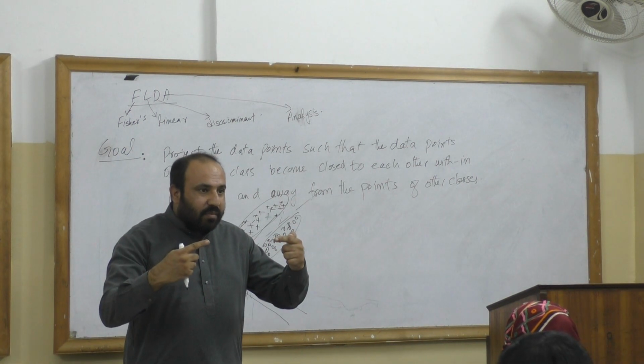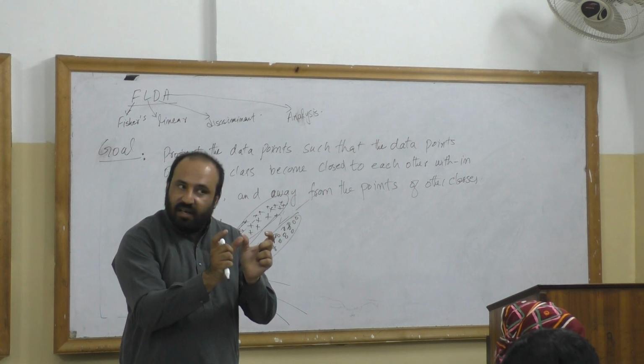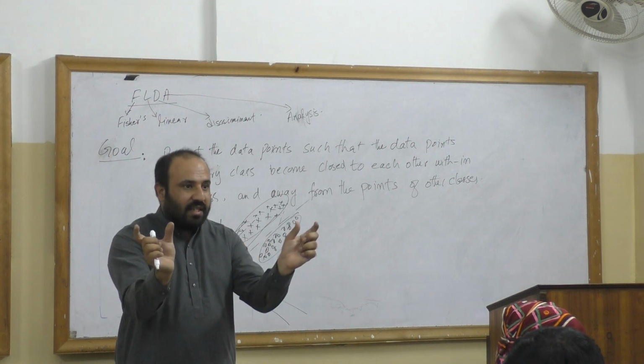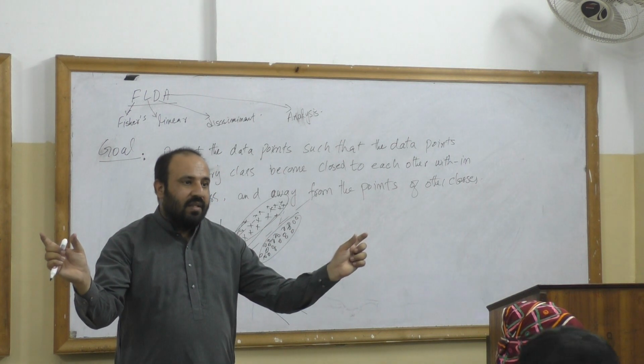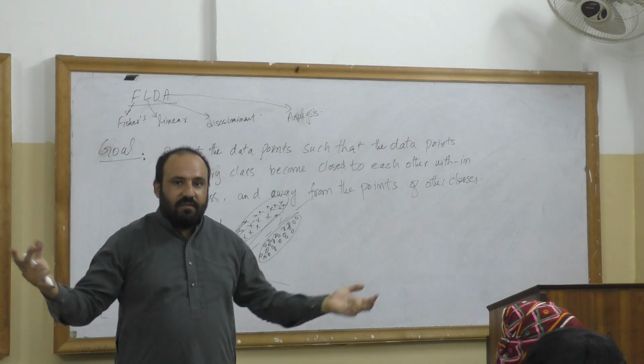मैं चाहता हूँ कि एक क्लास के पॉइंट्स प्रोजेक्शन के बाद उनका वेरिएंस ज़्यादा ना हो. Variance is very small. But then I want the two classes, they are far away. और ये far away को मैं mathematically define कर रहा हूँ. Two classes far away means what?